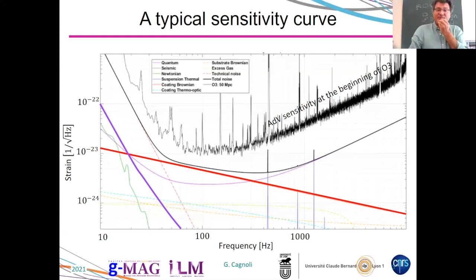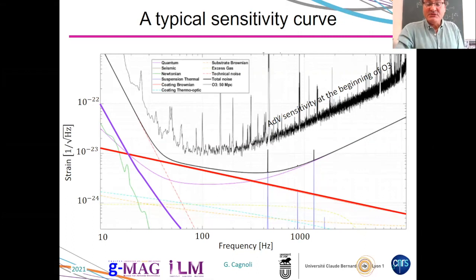So here you can see a typical sensitivity curve, what is called the sensitivity curve of gravitational wave detectors. In this case, the detector is Advanced Virgo Plus. And you will see that on top of the theoretical curves of different noises, we also have the actual curve that was taken at the beginning of observation run 3.